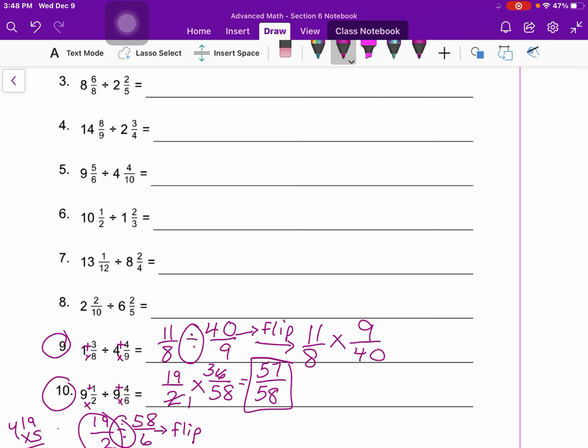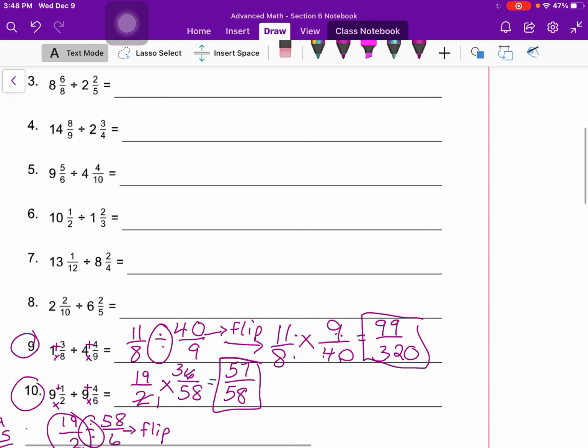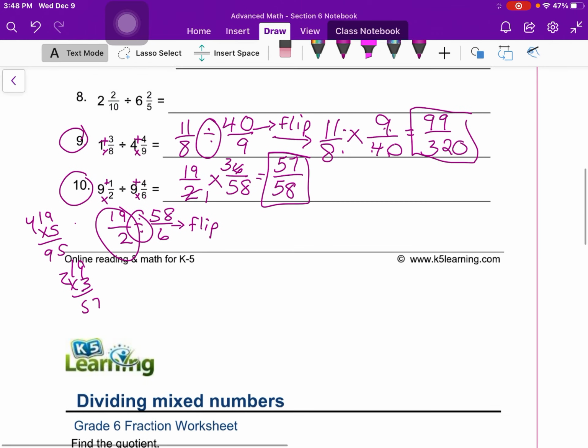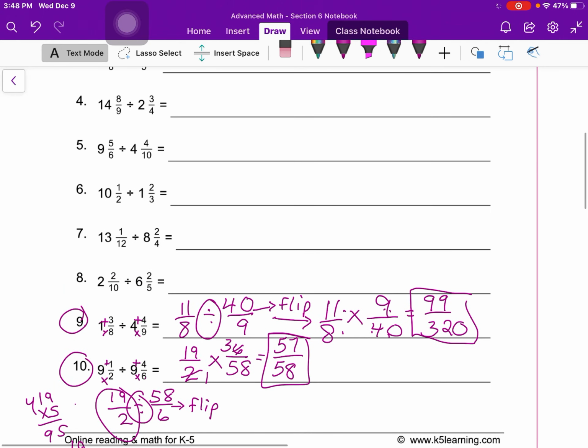I do not see any place, any numerators with denominators that we could simplify, so let's multiply across. We get 11 times 9 is 99, and 8 times 4 is 32, add the 0, and that is simplified. We don't have to worry about trying to find a way to simplify it because we can see we can't simplify anywhere on here. So we can double check our answer. 99 over 320, that is correct. All right, let's do another one here together.